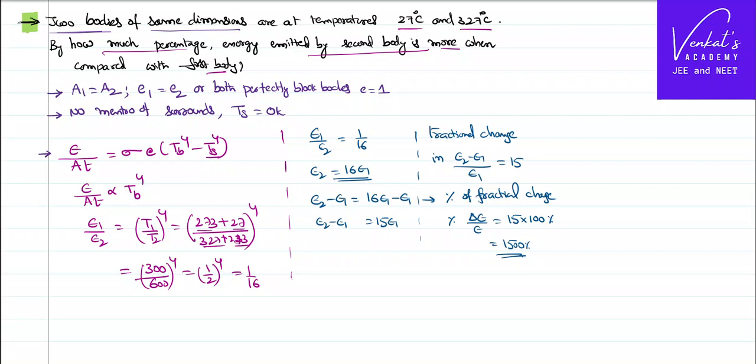than the first body. This is all based on a law called Stefan's law. Here assumptions are made like two bodies are perfectly emissive bodies, perfect black bodies whose emissivity is 1, and surroundings have 0 Kelvin temperature, as no information is given in the problem about that.